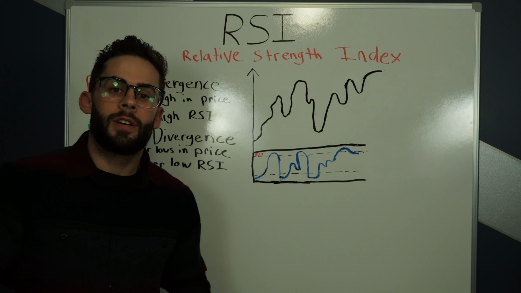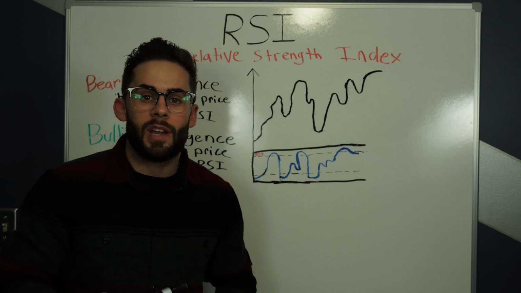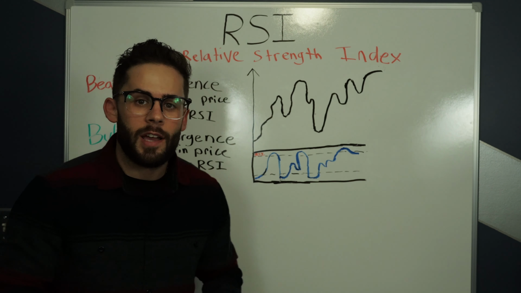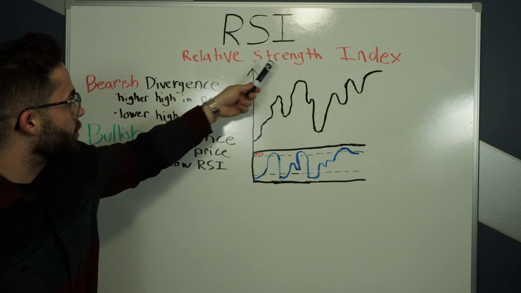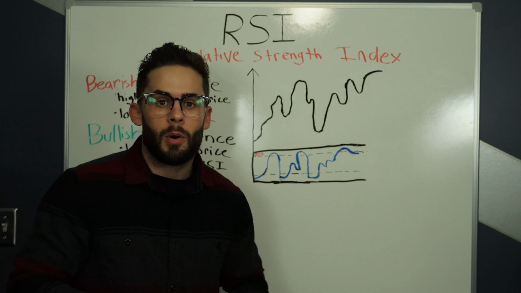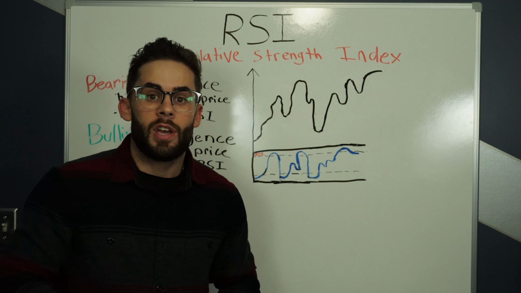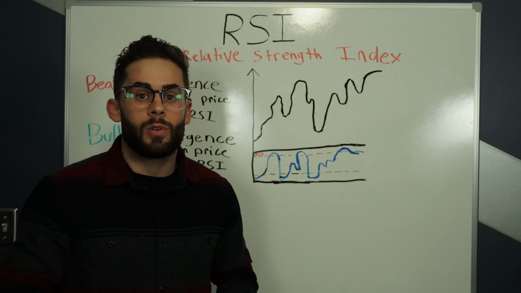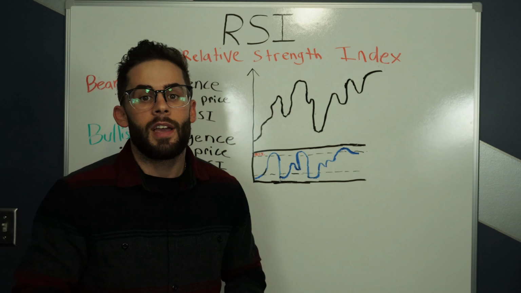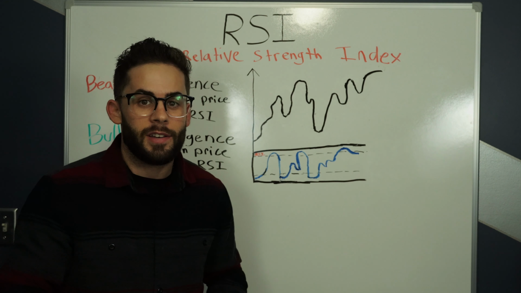What's going on, everyone? Today in this video I'm going to be talking about the RSI indicator. The RSI indicator stands for Relative Strength Index. It's a momentum indicator that measures the magnitude of recent price changes to evaluate overbought or oversold conditions in the price of a stock. And there's three ways that I use the RSI indicator.